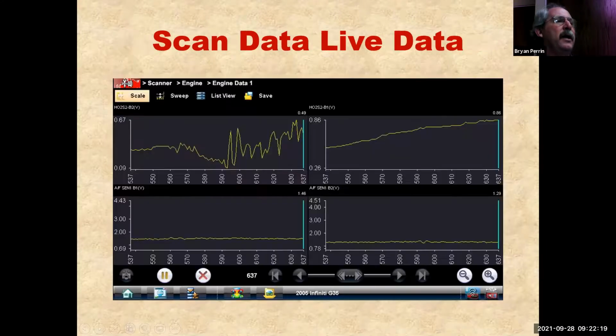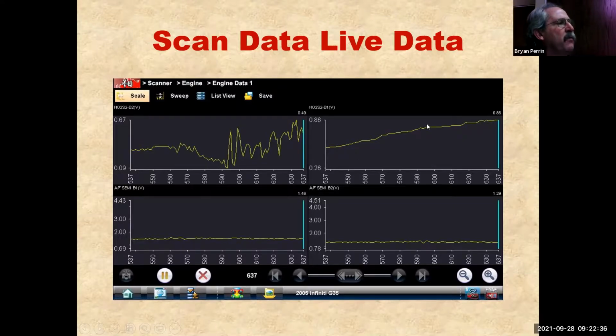So let's look at some live data. So here's some live data. So I have my bank 1 front sensor, my bank 2 front sensor, my bank 2 rear sensor, and my bank 1 rear sensor. So these are diagonal from each other. So this is my front sensor for bank 1.